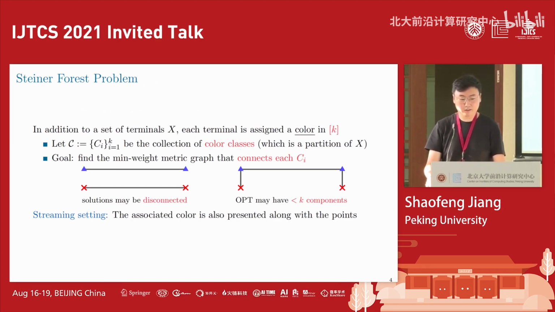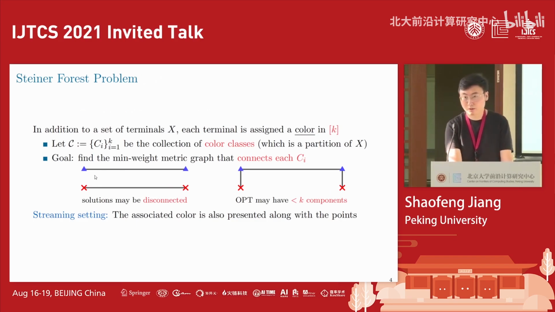Now we can partition the data set according to the colors into k equivalence classes. So we define C1 to Ck to be the color classes. And the goal is to find the minimum weight metric graph that connects each of the Ci.